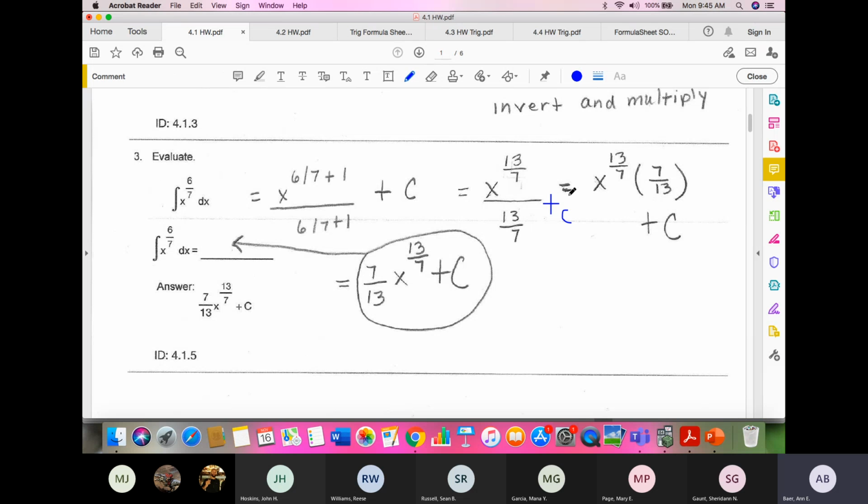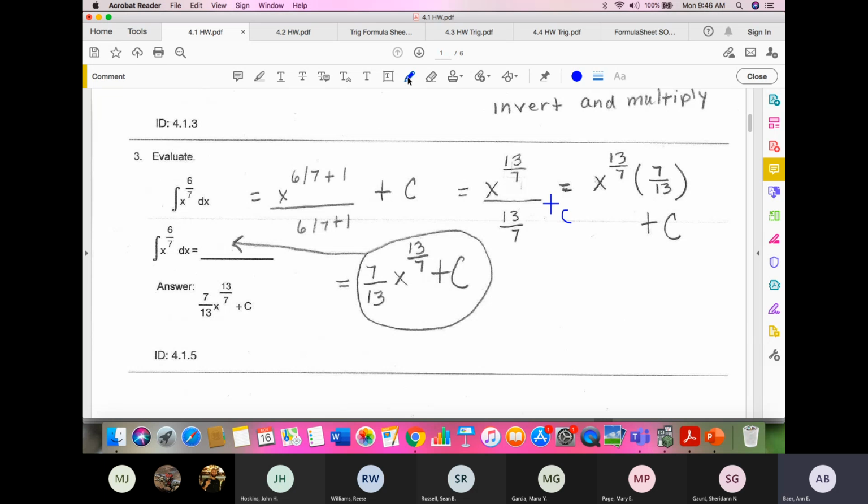So we've got a complex fraction. So we need to do this process, invert and multiply. We need to deal with this 13/7. So we're going to flip this over and get 7/13 and move it to the numerator, and add on our constant of integration. Now we write this number multiplier out front, that standard 7/13 x to the 13/7 plus constant of integration. Now you can check every single one of your answers.